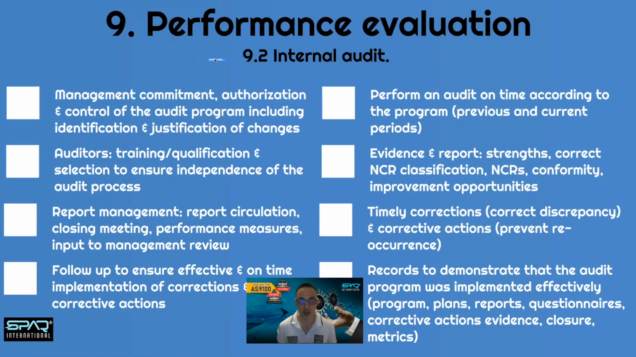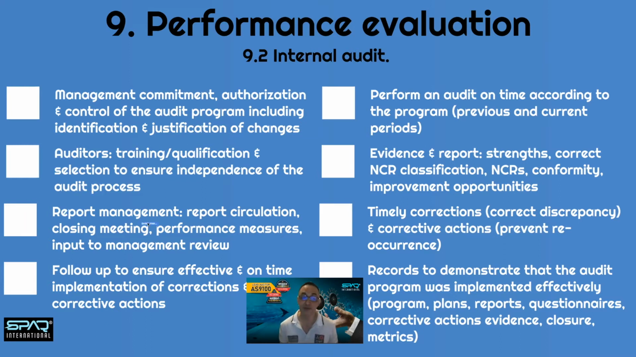On the screen, I'm showing you a summary of the AS9100 requirements for internal audits, clause 9.2. Let's check these requirements. You have to demonstrate management commitment, authorization, and control of the audit program, including identification and justification of changes. The requirement for the auditors is basically to select auditors to ensure independence of the audit process. That's basically the only requirement for AS9100.